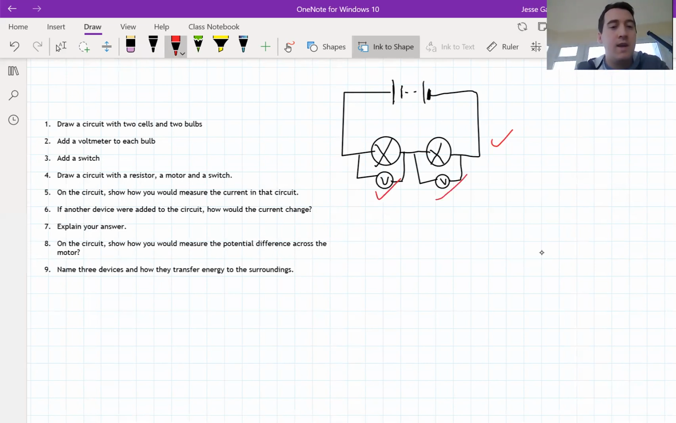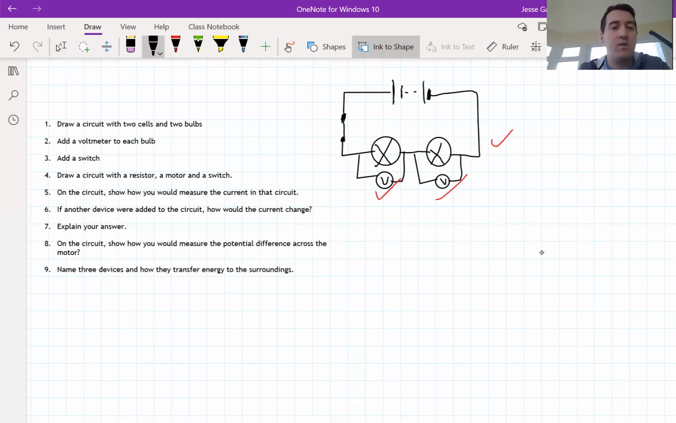Good job. Add a switch. Okay, so hopefully you did this in pencil like I asked you to when drawing circuits, and then it's easy to add this. So a switch, you would stick 2 terminals here like this, and the switch doesn't say whether it's open or closed. I'm going to draw it closed. So there is the switch closed.